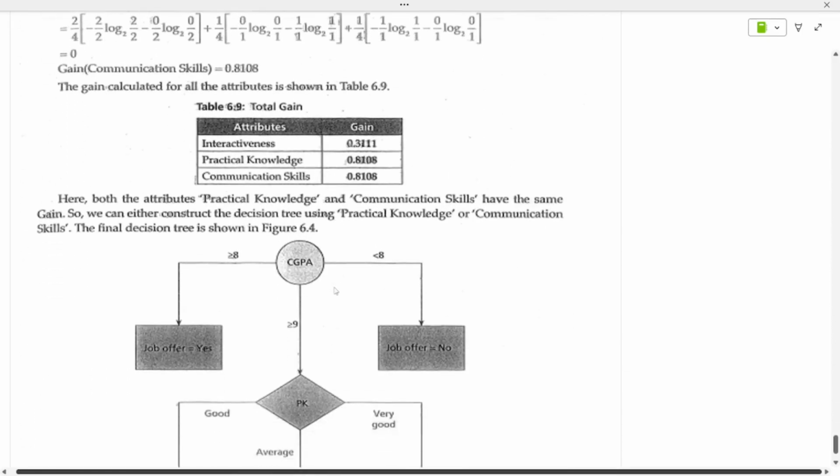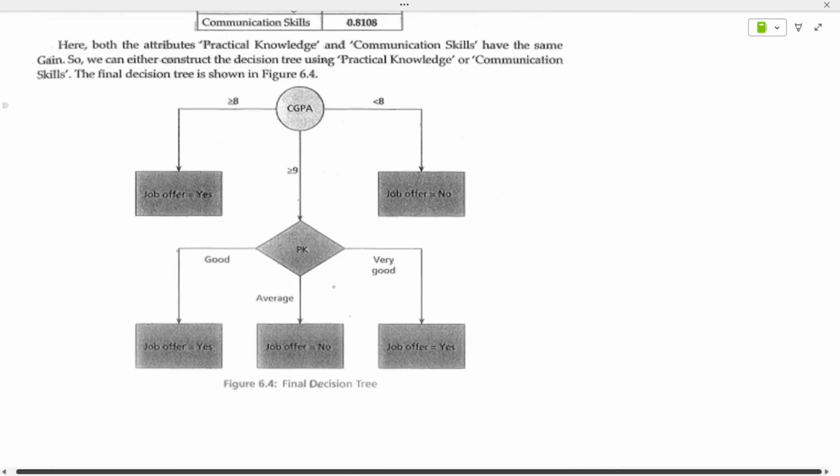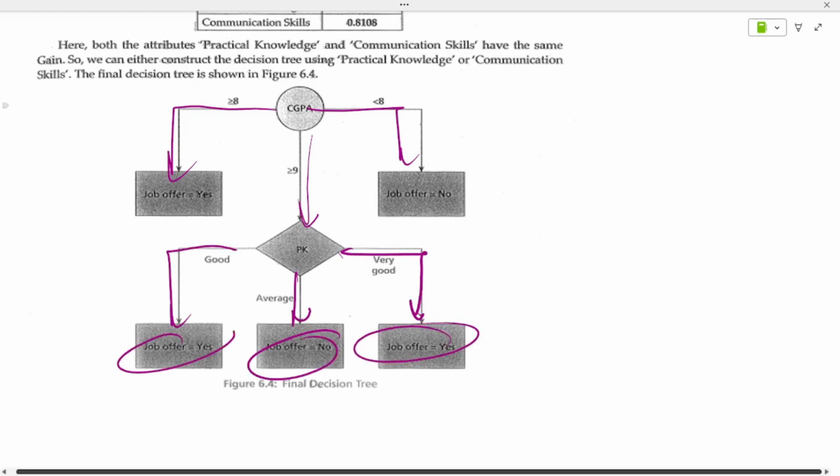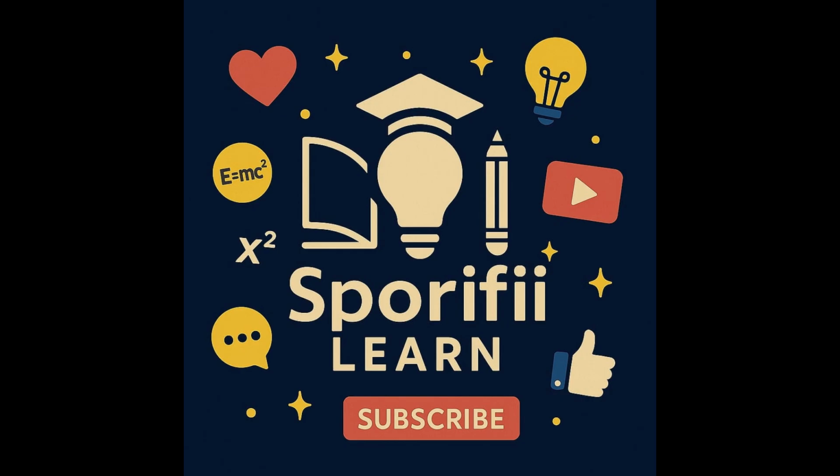What you will be applying here is, for CGPA, if it is greater than 9, what is it? For job offer yes and job offer no. If this is very good, practical knowledge good and average, job offer yes or no, that you will be calculating in a decision tree. This was all about the module 3 numericals. I hope you have understood. If you have any doubts, please do let me know in the comment box.